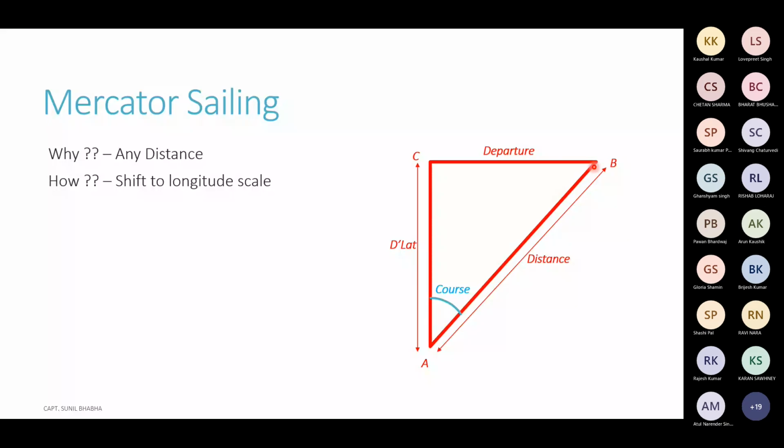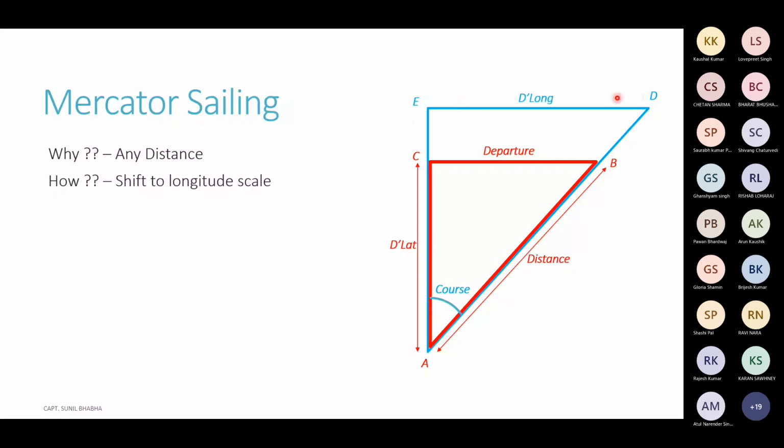Now in Mercator sailing, a simple way to understand it is that we convert from the latitude scale to the longitude scale. We will measure the sides in the longitude scale. How do we do that? Let me show you the Mercator triangle now. The blue triangle which you see, bigger than the red one, is the Mercator triangle. In this triangle, let's name the vertices D and E.